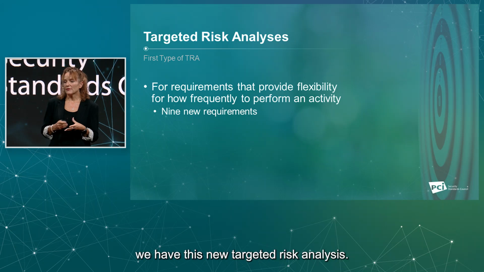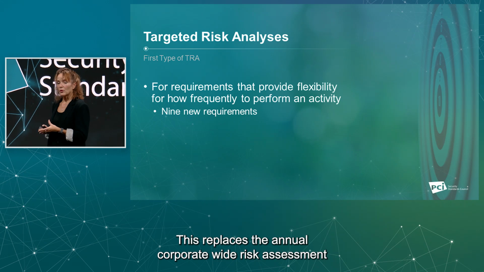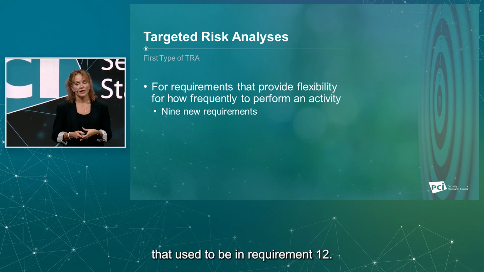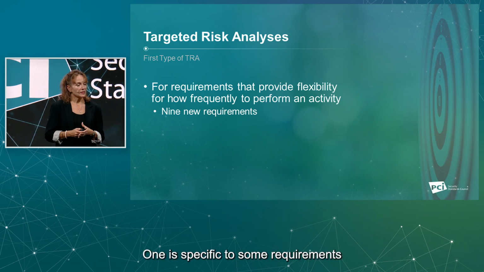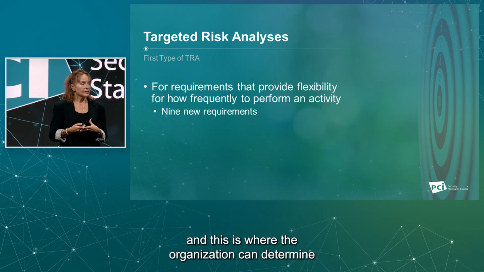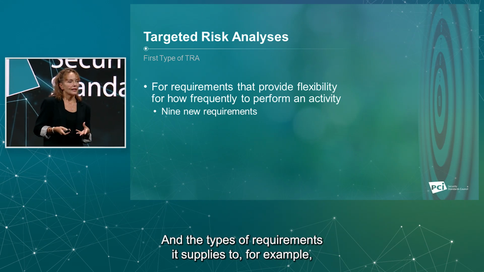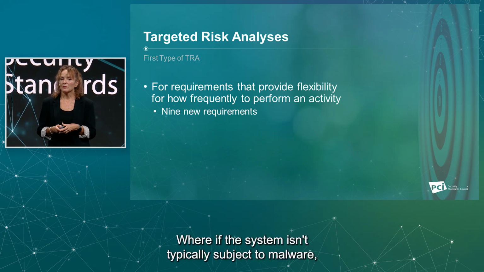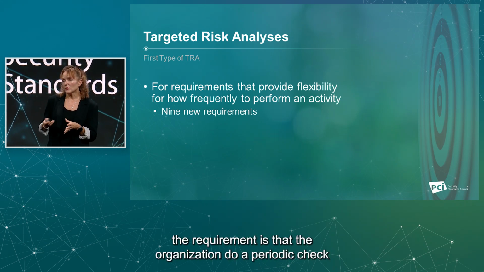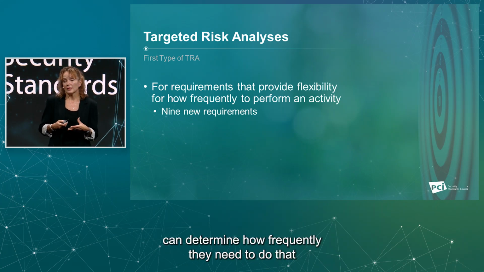Now, I touched on the fact we have this new targeted risk analysis. This replaces the annual corporate-wide risk assessment that used to be in requirement 12. There's actually two types of targeted risk analysis in the standard. One is specific to some requirements, and that's intended to provide flexibility. And this is where the organization can determine how frequently they perform a particular security control. And the types of requirements this applies to, for example, is the anti-malware requirement, where if the system isn't typically subject to malware, the requirement is that the organization do a periodic check to see if that is still the case. This is one of those where the organization can determine how frequently they need to do that based on their risk analysis.